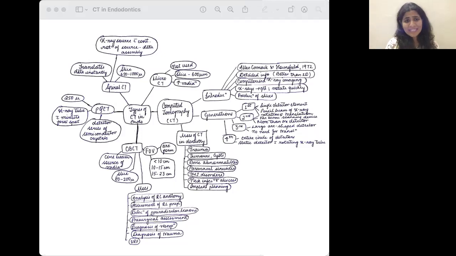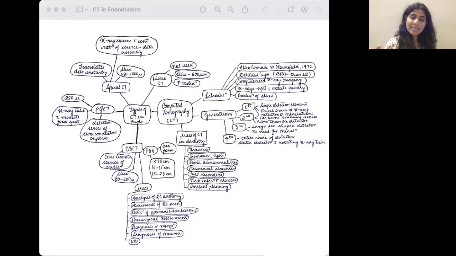Now, why do we need CT in dentistry? It is to evaluate trauma, tumors, cysts, bone abnormalities, paranasal sinusitis, TMJ disorders, neck infections or abscesses, and even to plan for implants. Now, why do we need CT in endodontics? The different types of CT that can be used for endodontics are micro CT, spiral CT, PQCT, and CBCT, amongst which CBCT, which is cone beam computed tomography, is used the most.